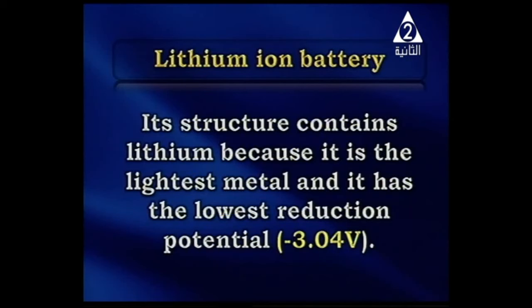The structure contains lithium because it's the lightest metal and it has the lowest reduction potential, negative 3.04 volts. This is one of the useful properties found in this battery, because it is the lightest metal, the smallest one, and it has the lowest reduction potential. It has the highest oxidation, so it starts the chemical reaction very fast and very strong.